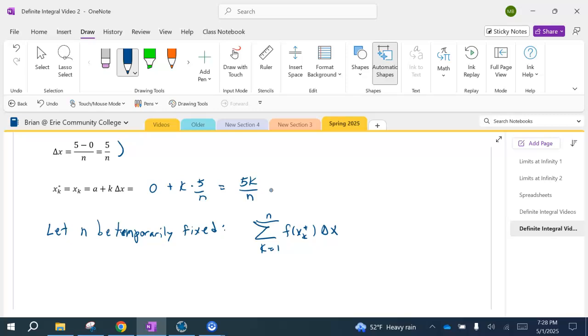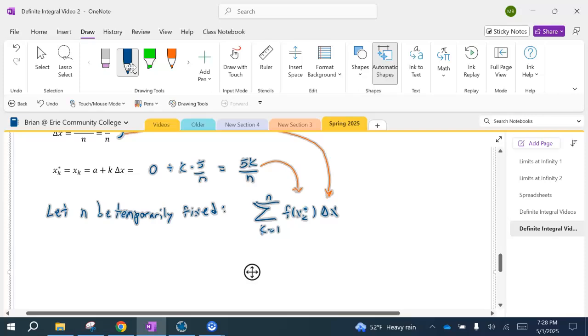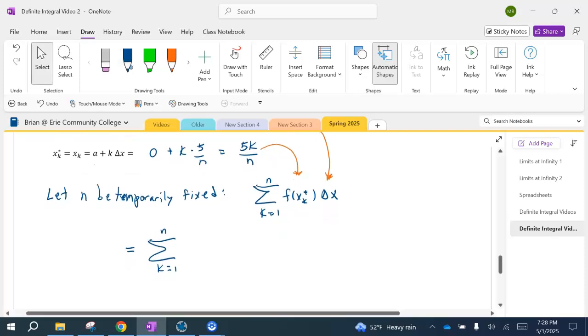And now we're just going to plug in and use the definition of the function 2x plus 1, and plug in 5k over n into that function. And then we're going to plug in delta x, which is 5 over n, for delta x there, and then see what simplifies. Okay, so keep going here, we've got the summation. Again, it's a little bit tedious to write this up. We're going to have to do that every time. And then we're going to do f of 5k over n times 5 over n.